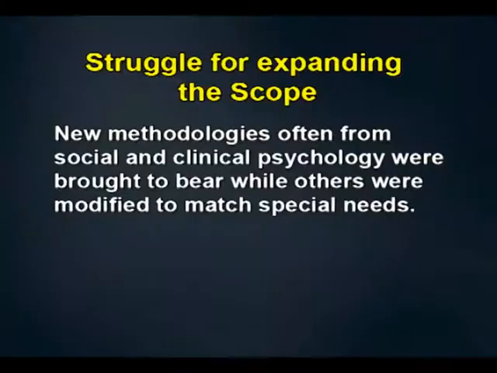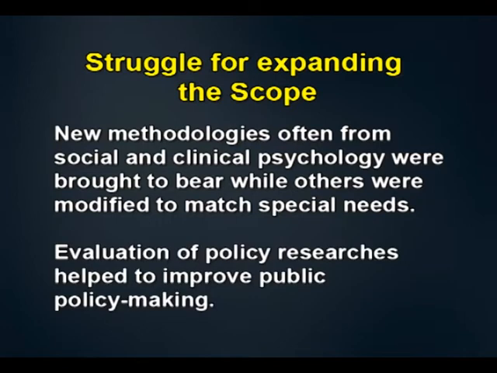In the early 1970s, the policy analysis community focused on policy evaluation. The obvious purpose of policy analysis was to learn from public programs, such as reducing poverty and infant mortality rate, initiated in the 1960s and to take steps for improvement. New methodologies, often from social and clinical psychology, were brought to bear while others were modified to match special needs. Evaluation of policy research helped to improve public policy making.